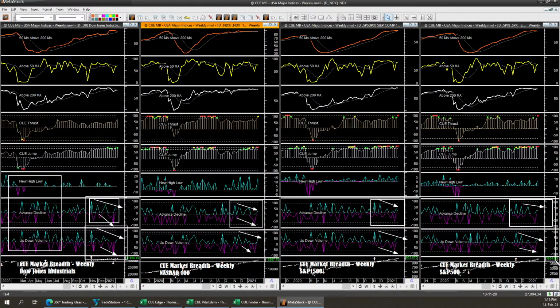So this pattern is showing weakness more clearly than the percentage MA calculations. Advanced decline up down volume shows the weakness before the market drops. So this is a thing I am noticing and keeping in mind. If we look at new high low, Dow Jones is showing some weakness, but the other three indices are not showing any weakness. That is fine because new high low tends to show the weakness last.